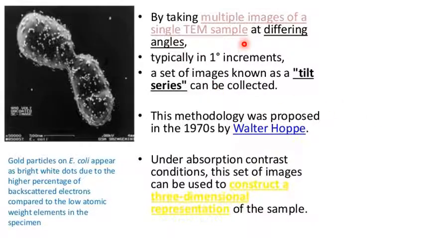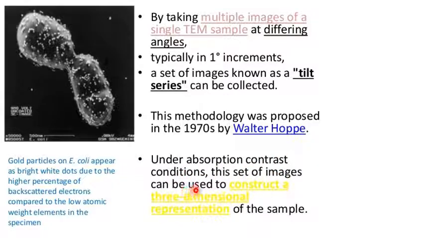By taking multiple images of a single sample at different angles. For example, this material we can rotate at different angles, and we take the image at different angles. Typically in 1 degree increments, a set of images known as a tilt series can be collected. Tilt means it is rotating slowly. This methodology was proposed in 1970 by Walter Hoppe, scientist, under absorption contrast conditions.